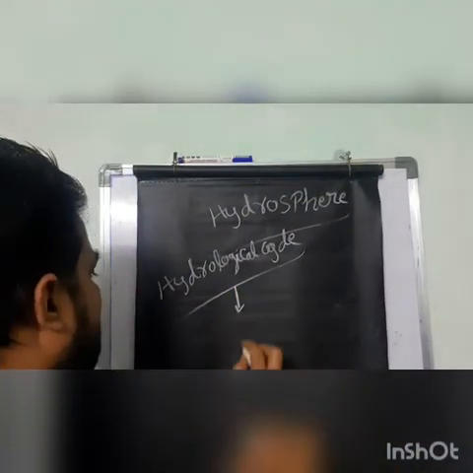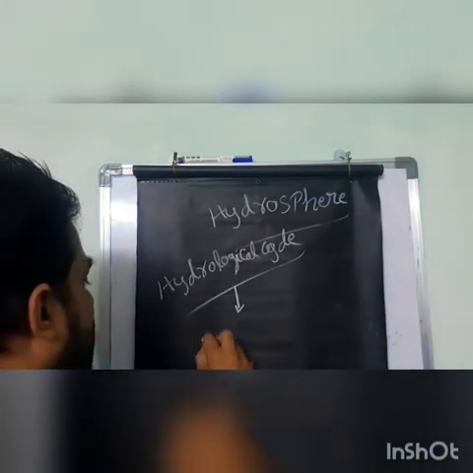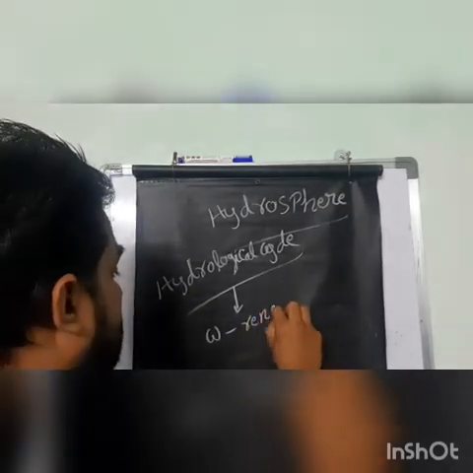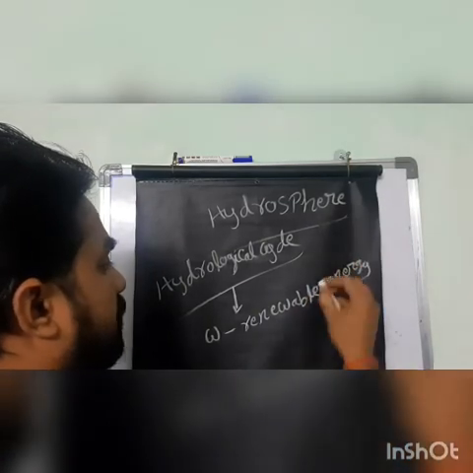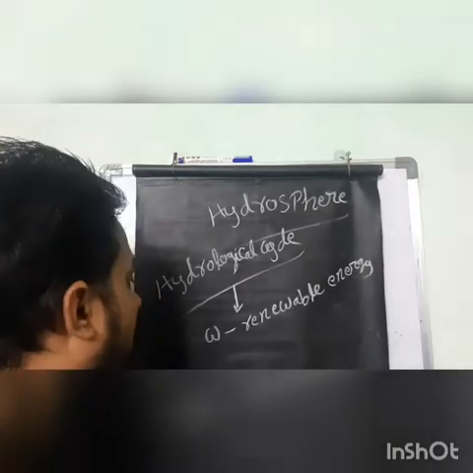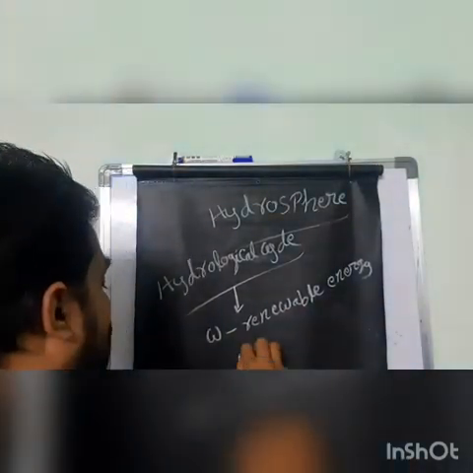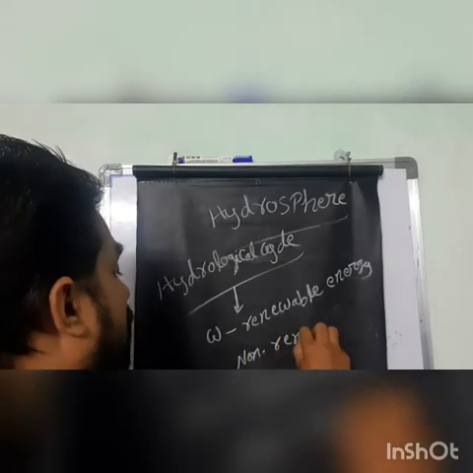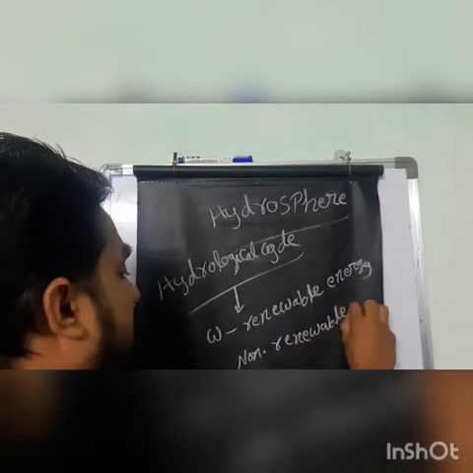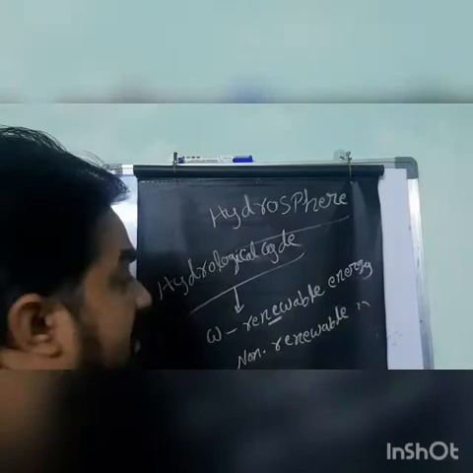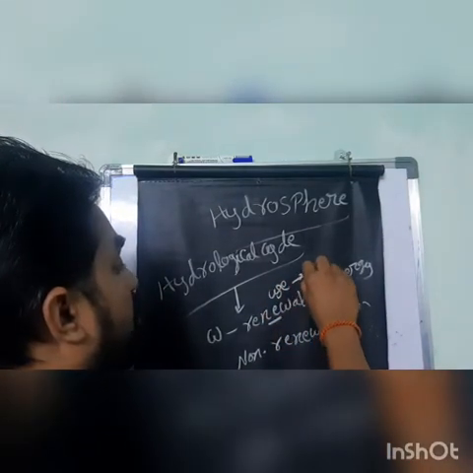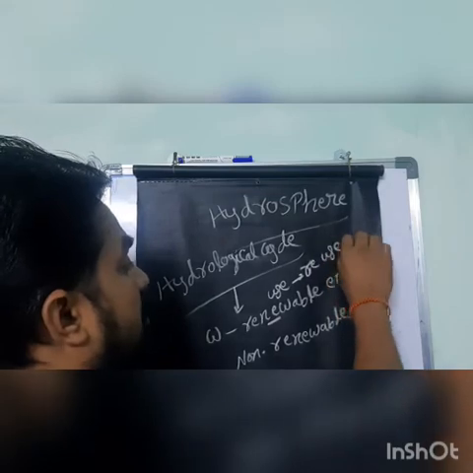Before knowing the hydrological cycle, we should know that water is a renewable source. There are two types of energies. One is called renewable energy and the other is called non-renewable energy. So what is meant by renewable and what is meant by non-renewable? Renewable means we can use and also reuse. Use and reuse is called renewable energy.